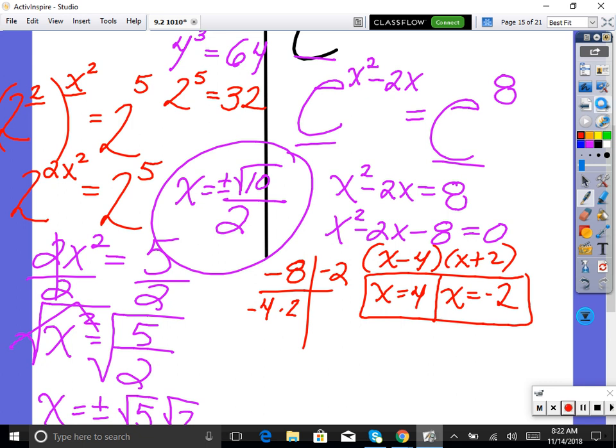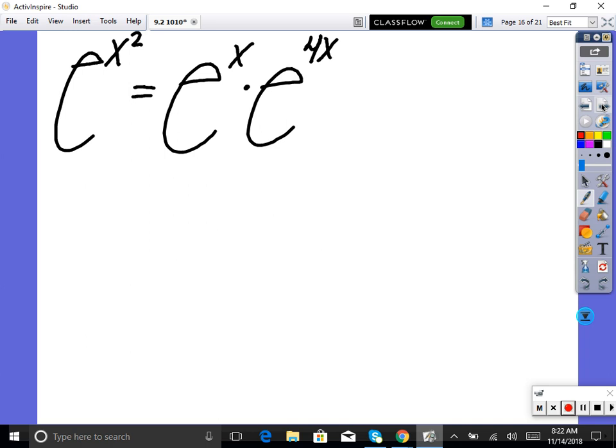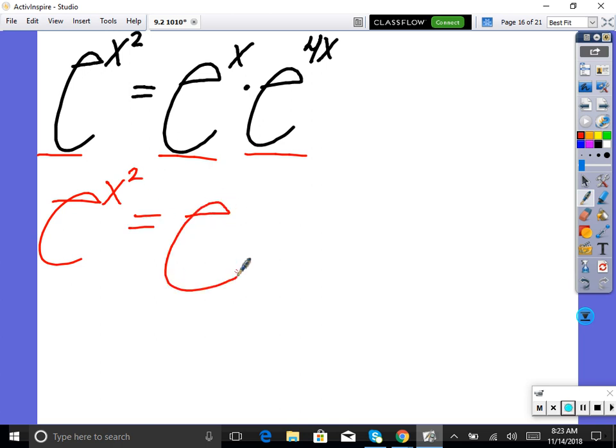Awesome. Okay, so let's see how we would set this one up. Base e, and all of a sudden we have 2 bases. That's a problem. So we have e to the x squared is equal to what? e to the 4x squared is what I'm hearing, which is a good thought, but that's a mistake that they count on you making.